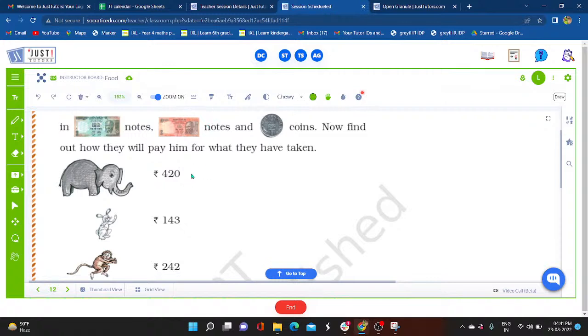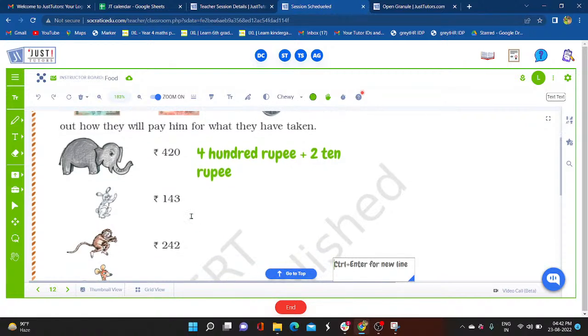So the first one, 420, we have to pay. So we would have to pay 400 rupee notes plus we can pay two 10 rupee notes. So 400 rupees plus two 10 rupee notes will make 420.